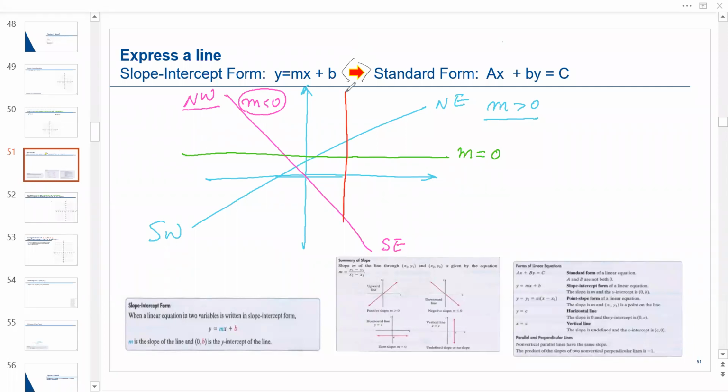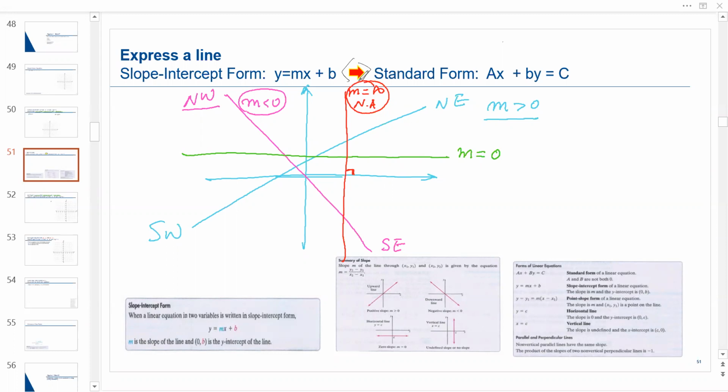A vertical line is actually perpendicular to the x-axis. The slope of this one, we say, is infinity, or sometimes people say it does not exist, not available. We always say it's very big, it's infinity.